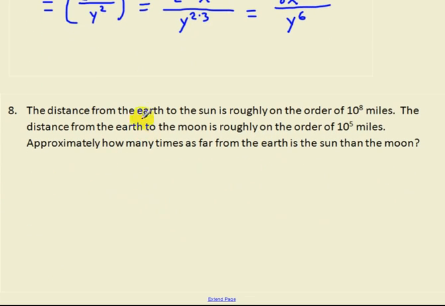Okay, number 8. The distance from the Earth to the Sun is roughly on the order of 10 to the 8th miles. Not exactly, but just in that neighborhood. The distance from the Earth to the Moon is roughly on the order of 10 to the 5th miles. Approximately how many times as far from the Earth is the Sun than the Moon is? And so here we would look at the distance from Earth to the Sun, 10 to the 8th. Compare that to distance from the Earth to the Moon, 10 to the 5th.